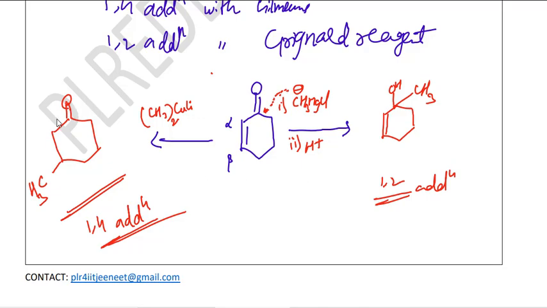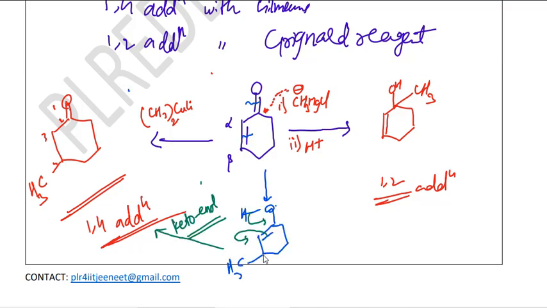1,2 means this one is 1 and 2, this 3 and 4. See, 1,4 addition. Actually here I wrote the direct product. It is just like keto-enol tautomerism. 1,4 addition takes place. Keto-enol tautomerism, then it is forming like this, 1,4 addition. In case of Grignard reagent, only 1,2 addition. So 1,2 addition. This is the special property of this Gilman's reagent.